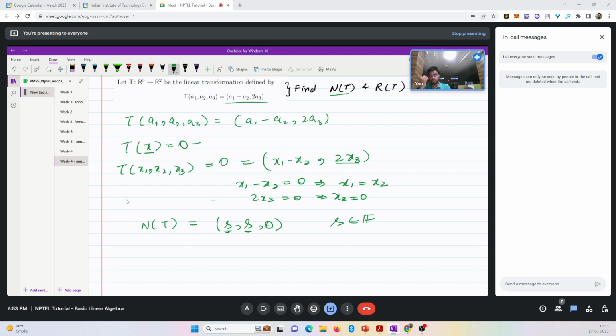Now let's also look at the dimension of the null space of T. By dimension we mean how many choices you have to fill in to obtain an element of the null space. For example, if you put in a value of s, let's say s is equal to 1, then you will obtain (1, 1, 0). So you had only one choice to fill in, right? So the dimension of the null space of T is 1. This is also called the nullity.